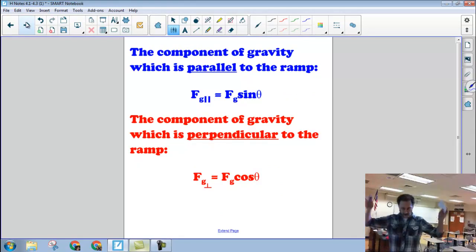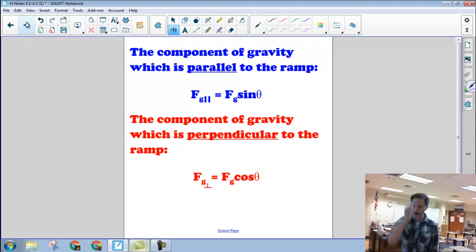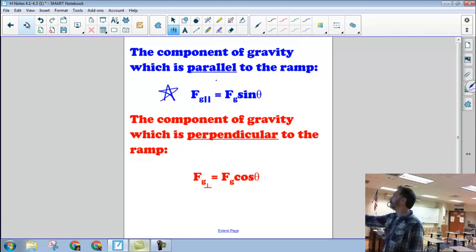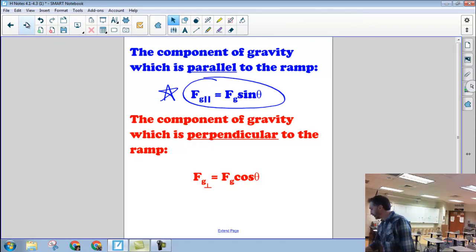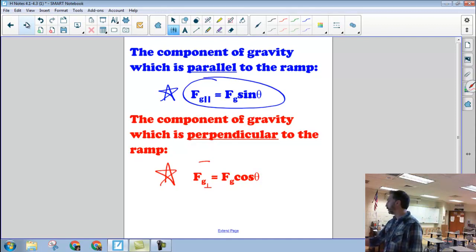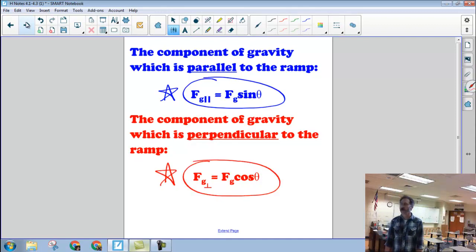Anytime you've got, so here's a quick summary. Anytime you've got an object on an inclined plane, gravity is going to pull down, but that's not going to lie along either of your axes. So your first step in your free body diagram is find your force of gravity. Your second step now, because you're on an inclined plane, is to find the two components. And here are the equations that you're always going to use. To find your FG parallel, it's always going to be FG times the sine of theta. And to find your FG perpendicular, it's always going to be FG times the cosine of theta. You might as well memorize those, because every single time you have an inclined plane, you're going to use one of these two equations.